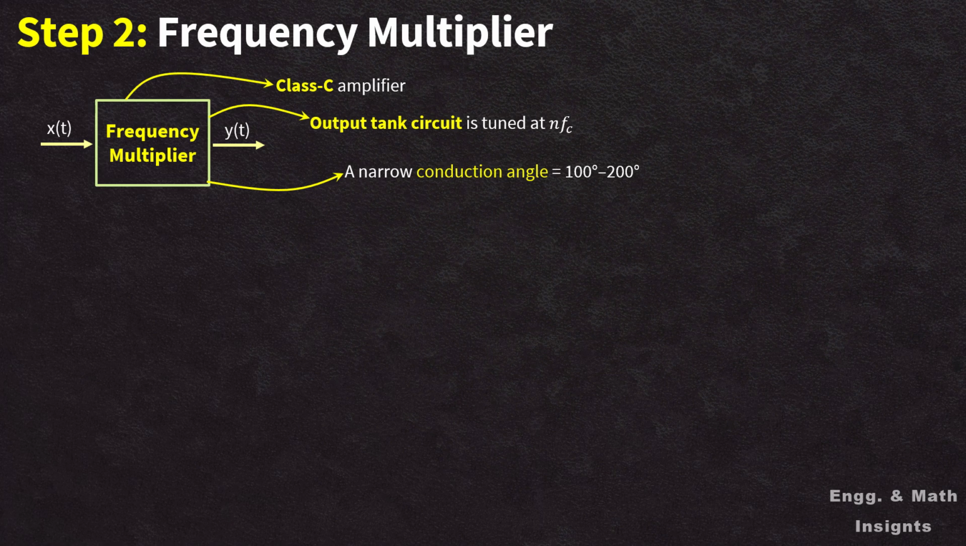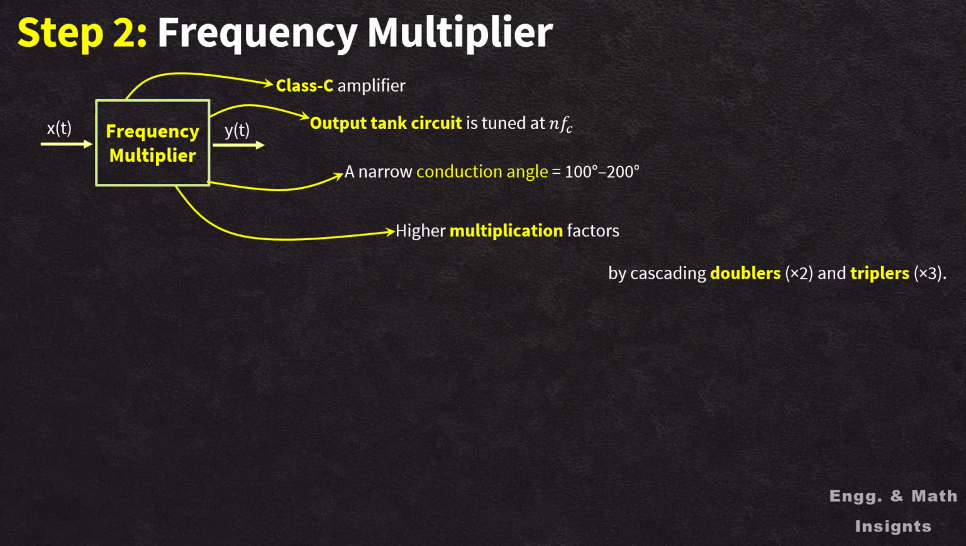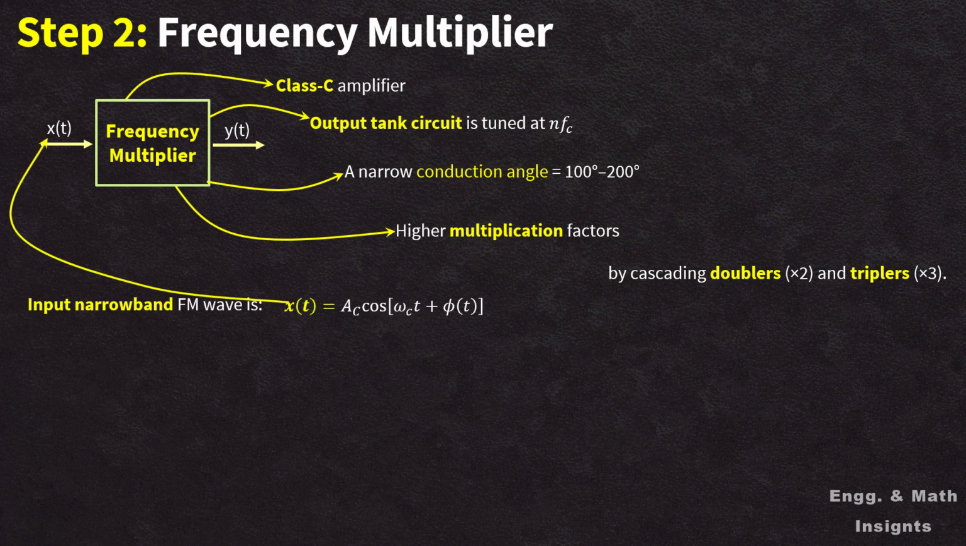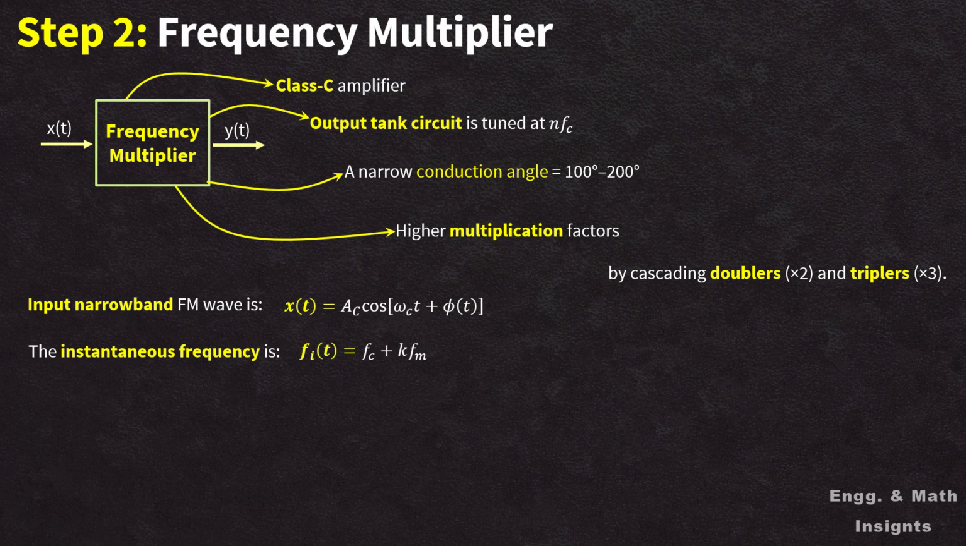Thus, higher multiplication factors are usually obtained by cascading doublers and triplers. The mathematical expression for this stage is as follows. The input to the frequency multiplier is the narrowband FM signal, which is x(t) equal to Ac cos(omega c t plus phi(t)), where Ac is the carrier amplitude, omega c is the carrier angular frequency or 2 pi fc, phi(t) is the phase angle due to the modulation, and the instantaneous frequency Fi(t) is equal to Fc plus k times Fm.